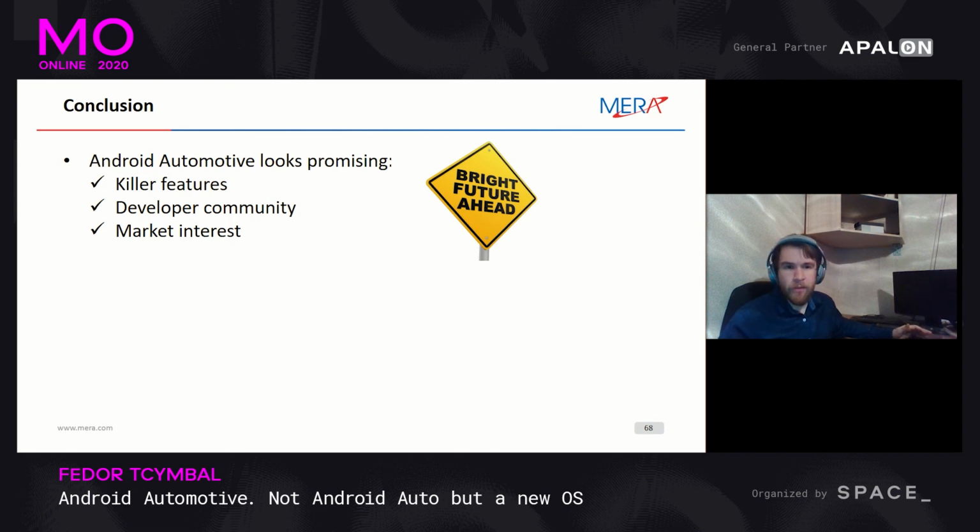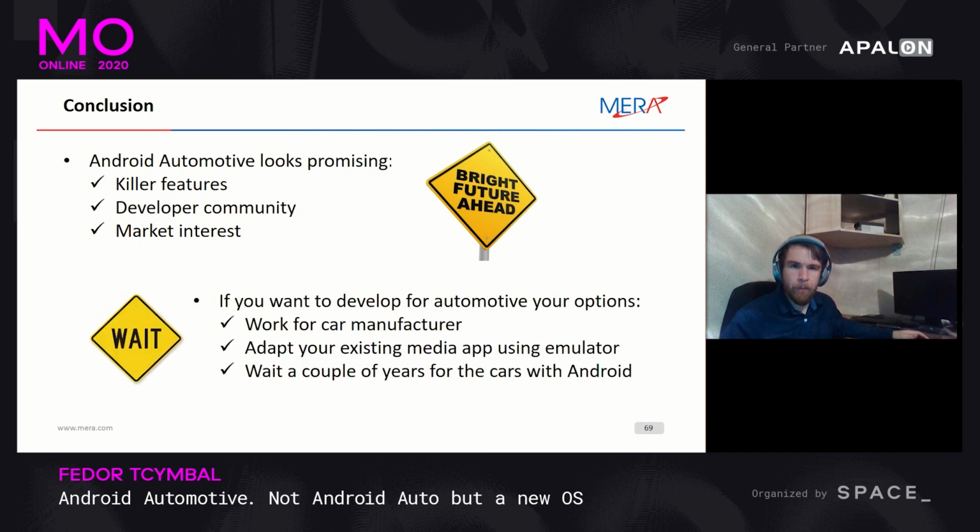But this is exactly the future, because if you want to develop for Android Automotive today, you either have to work for a car manufacturer, or you maybe want to adapt your existing app using the emulator, but it needs to be a media app, and most app developers will not want to do it right now.